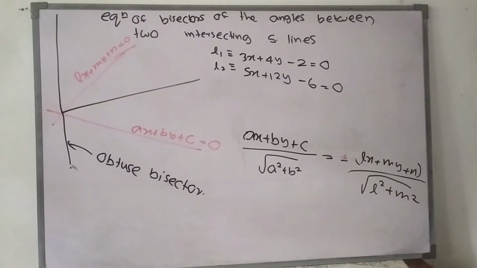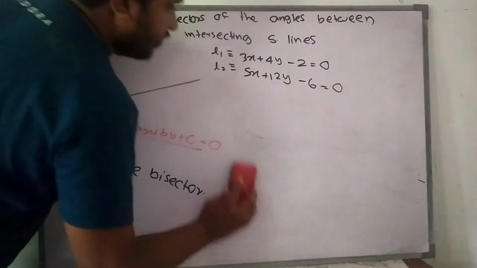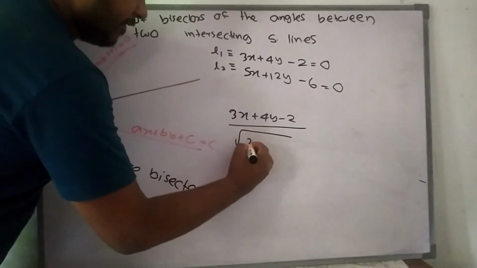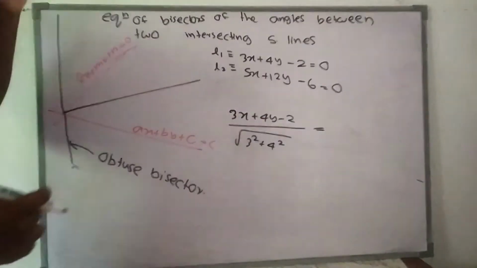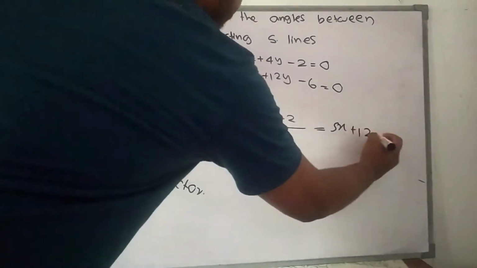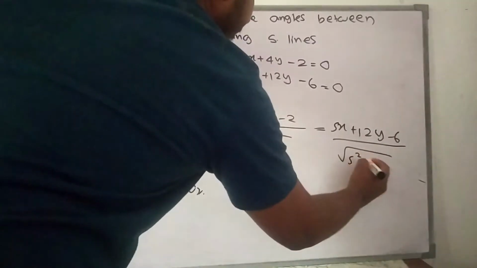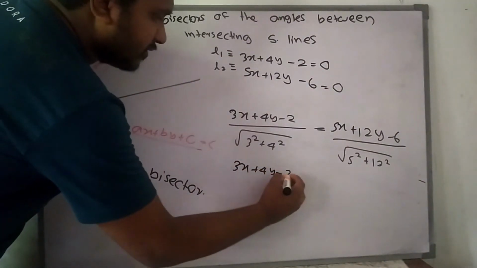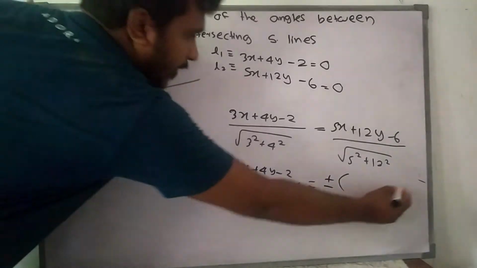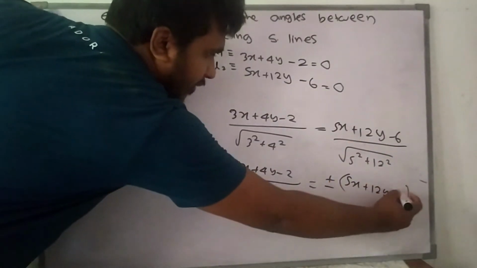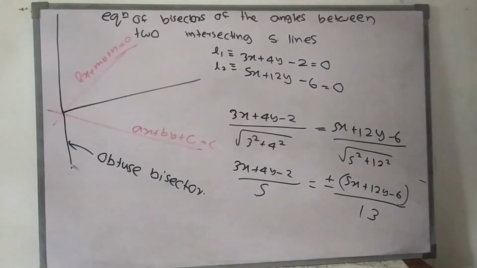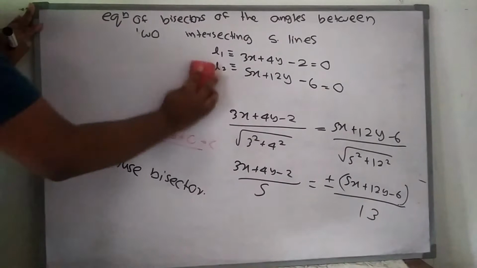Okay children, we'll see how to find the bisector equations, right? Here I'm going to substitute the values into the equations. (3x plus 4y minus 2) divided by the square root of 3 squared plus 4 squared, and (5x plus 12y minus 6) divided by the square root of 5 squared plus 12 squared. So here it's (3x plus 4y minus 2) divided by 5 plus or minus (5x plus 12y minus 6) divided by 13, right? Then the next step is to simplify it further.